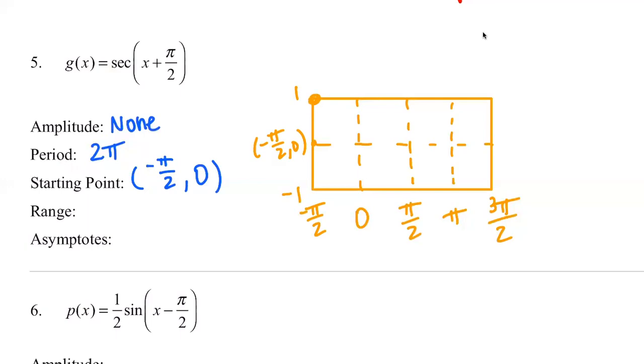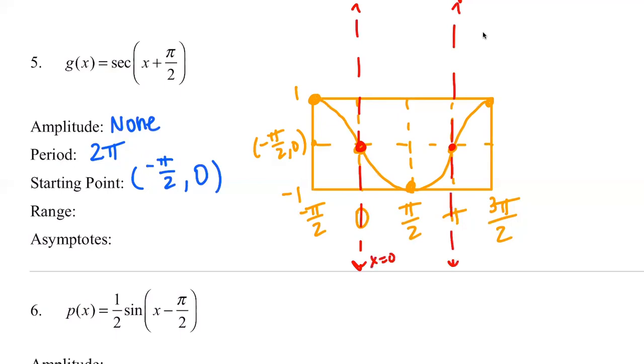Now, secant is the reciprocal of cosine. So I'm going to draw in a positive cosine curve here. Remember, it's my orange, so it's really light. It's not really there. I'm going to take these coordinates right here, and those are going to become our asymptotes. So we have asymptotes at x equals 0 and x equals pi.